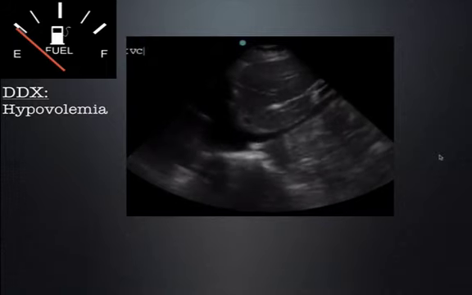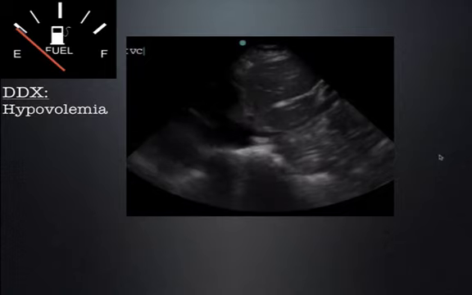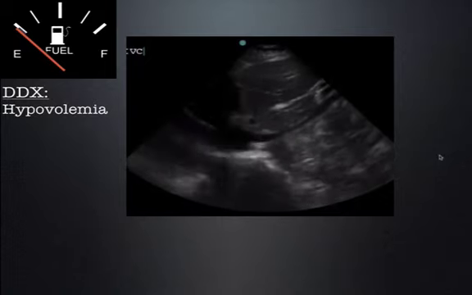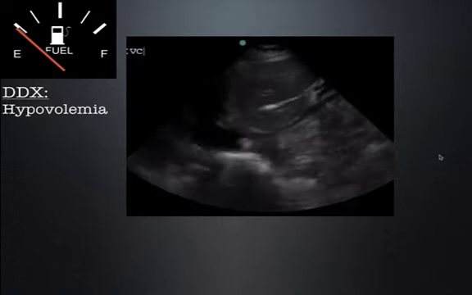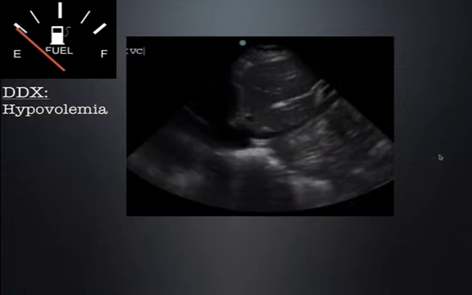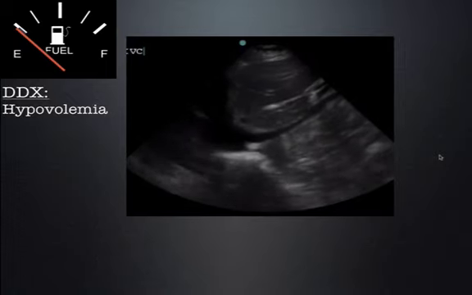So this could be somebody who has a true hypovolemia, like a hemorrhage in a trauma patient, or it could be somebody who has sepsis, so it would be a relative hypovolemia, or a distributive shock would be another way to look at it.